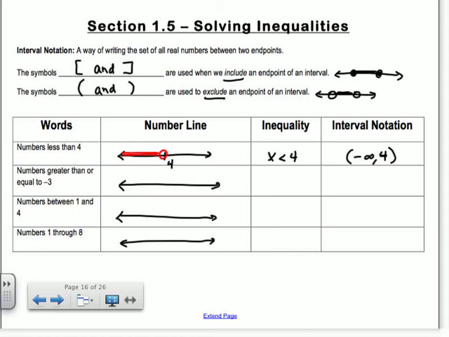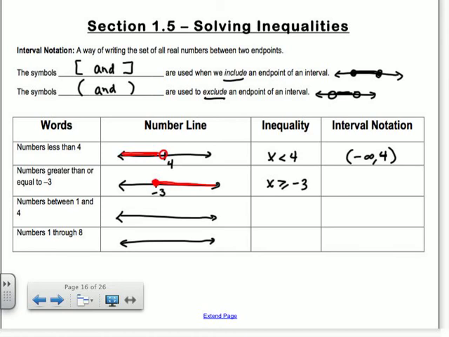All right, numbers greater than or equal to negative 3. So put negative 3 anywhere on your number line. You want everything greater than or equal to. So since it can be equal to, we fill in negative 3. It's like negative 3 has been part of the shaded line, right? All right, we want everything greater than or equal to negative 3, so it's x is greater than or equal to negative 3.